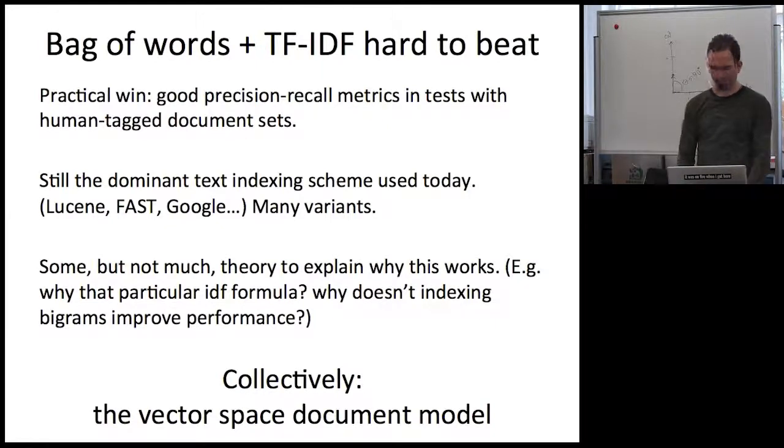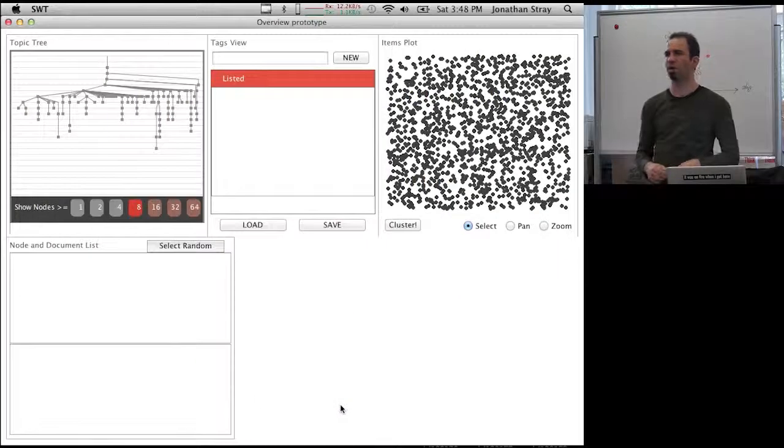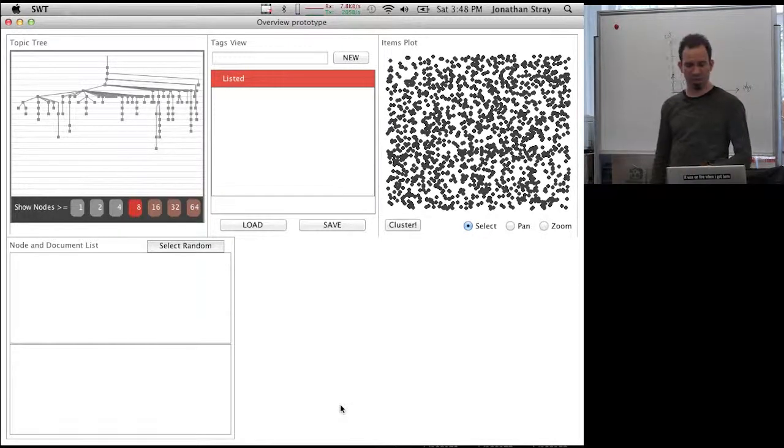Okay, so then, let's do the break now, and I'm going to show you a piece of software which does this after the break. What I'm going to show you is a tool built for journalists to analyze large sets of documents based on exactly the principles we just talked about.